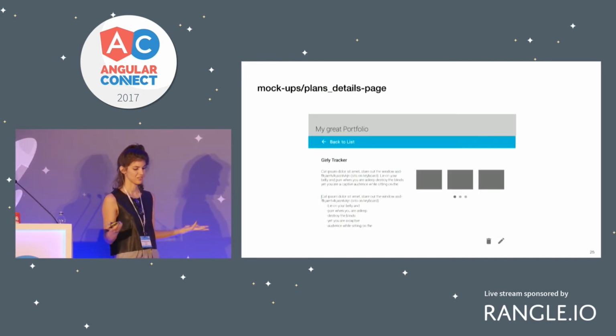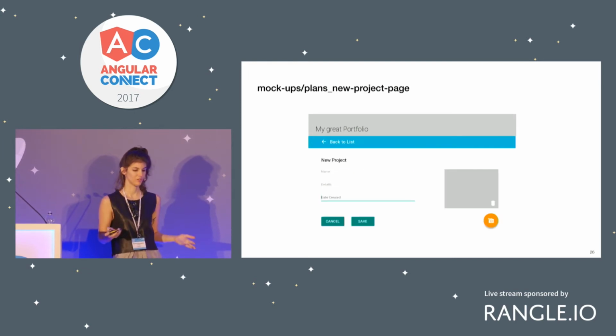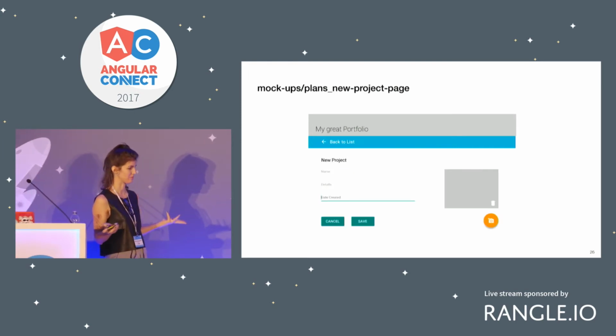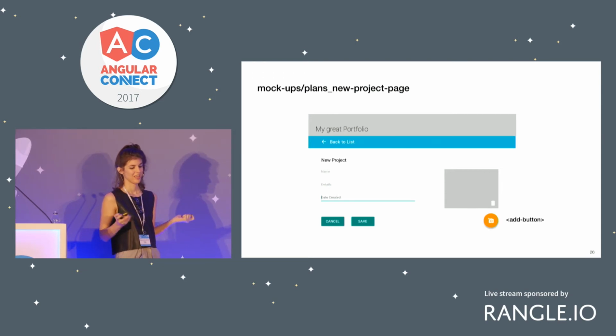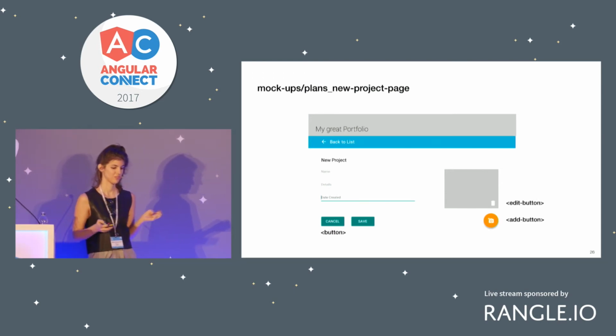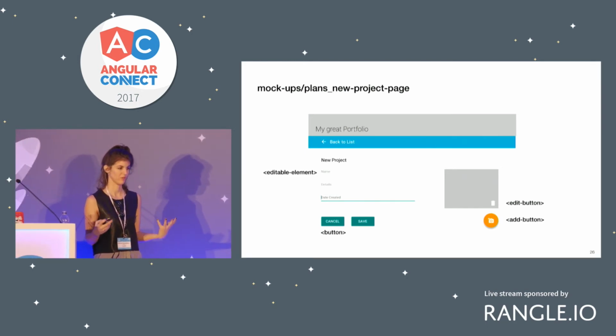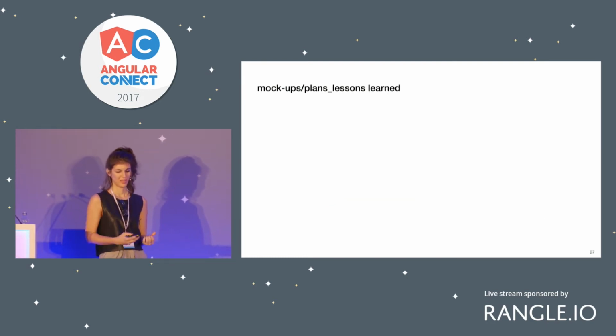The details page, again, would have a carousel, edit buttons, which are going to repeat themselves, and the new project page, which we forgot before, has again the Add button from the front page, the Edit button from the previous page, and the editable elements. So again, you're seeing more components come up, and you just note them down, and you know how and where to put them.